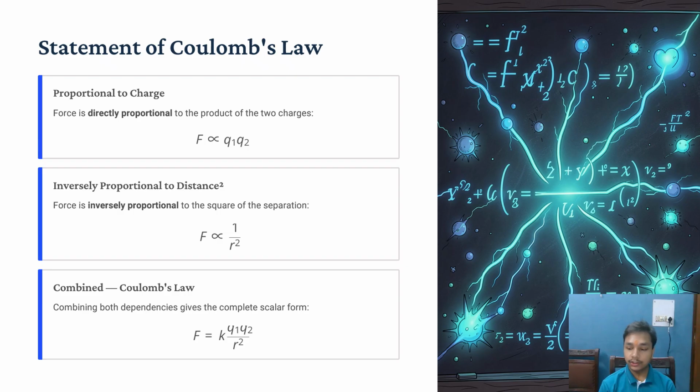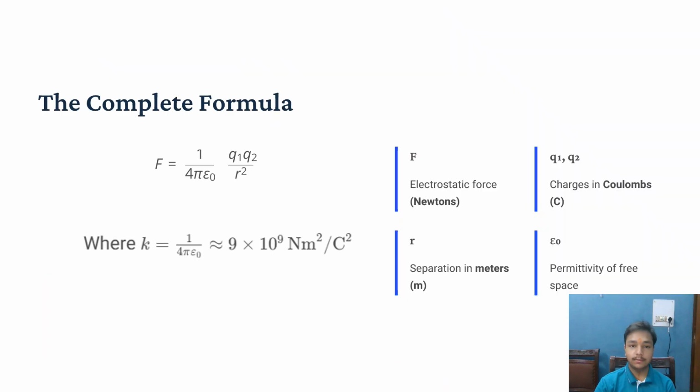So in this equation, K is the electrostatic constant which depends upon the surrounding medium. About the electrostatic constant K, we will discuss further in detail. So this is the complete formula. Okay. For free space, we take the value of K as 9 into 10 to the power 9 Newton meter square per Coulomb square. Also we can write K as 1 upon 4 pi epsilon naught.